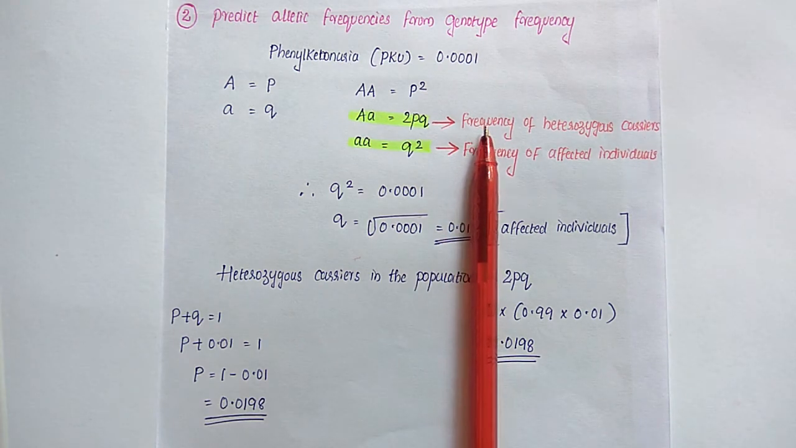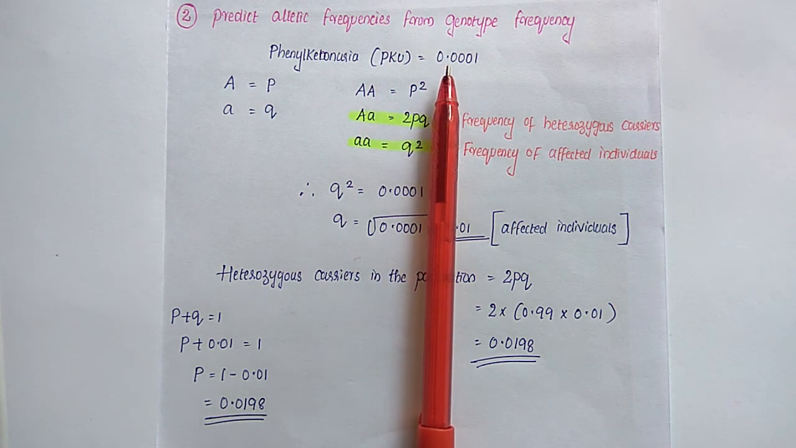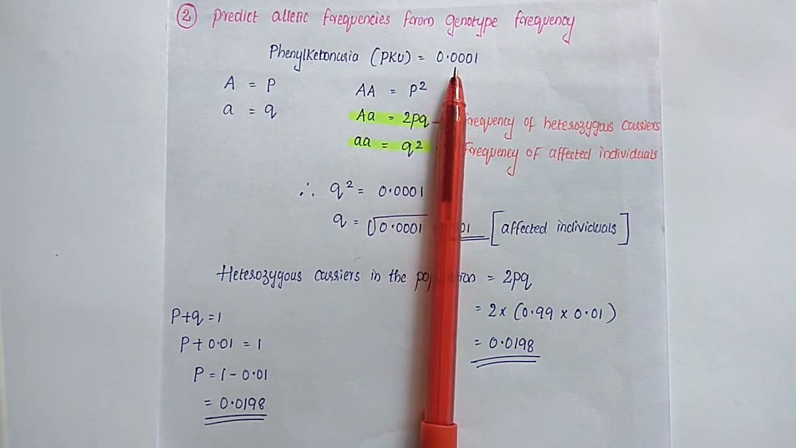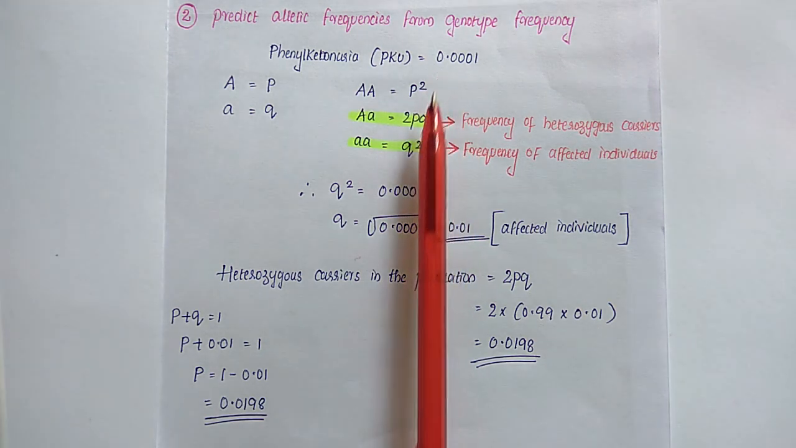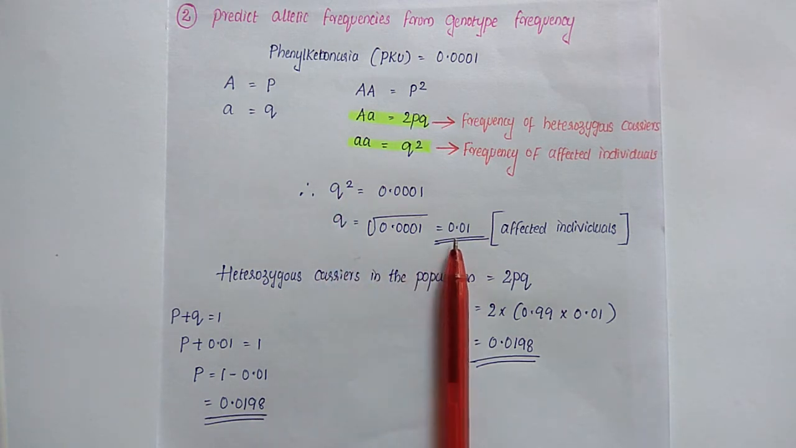In this question, we are given that the incidence of phenylketonuria is 0.001. So it is the q squared value, and from this we can calculate the q value. So we get 0.01, which is the frequency of the recessive allele.